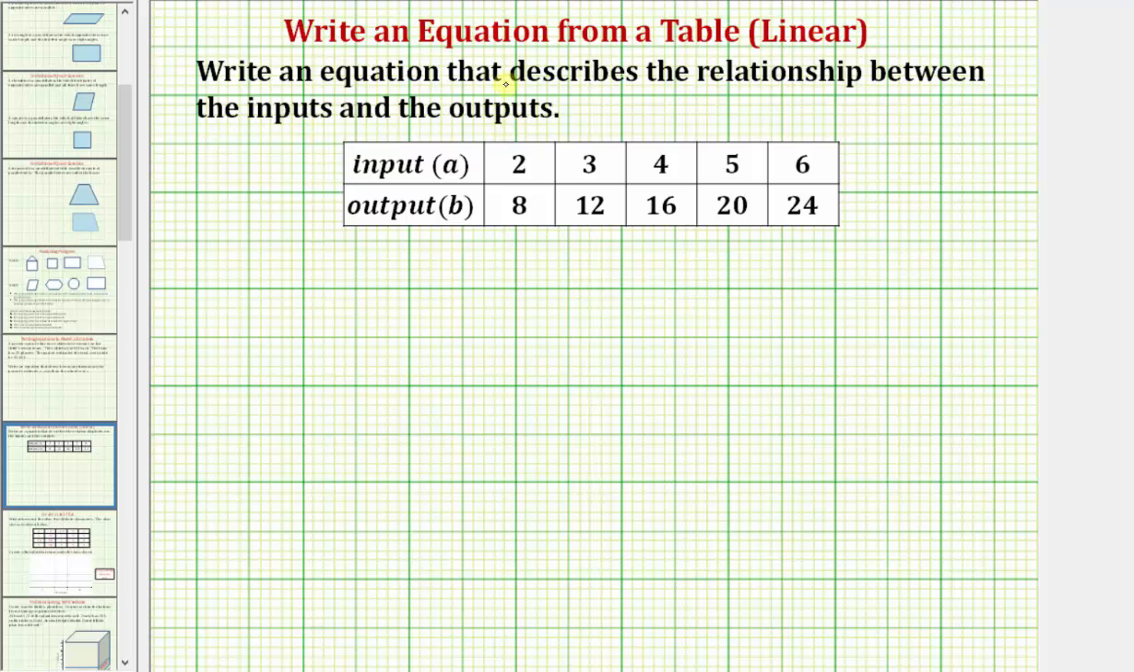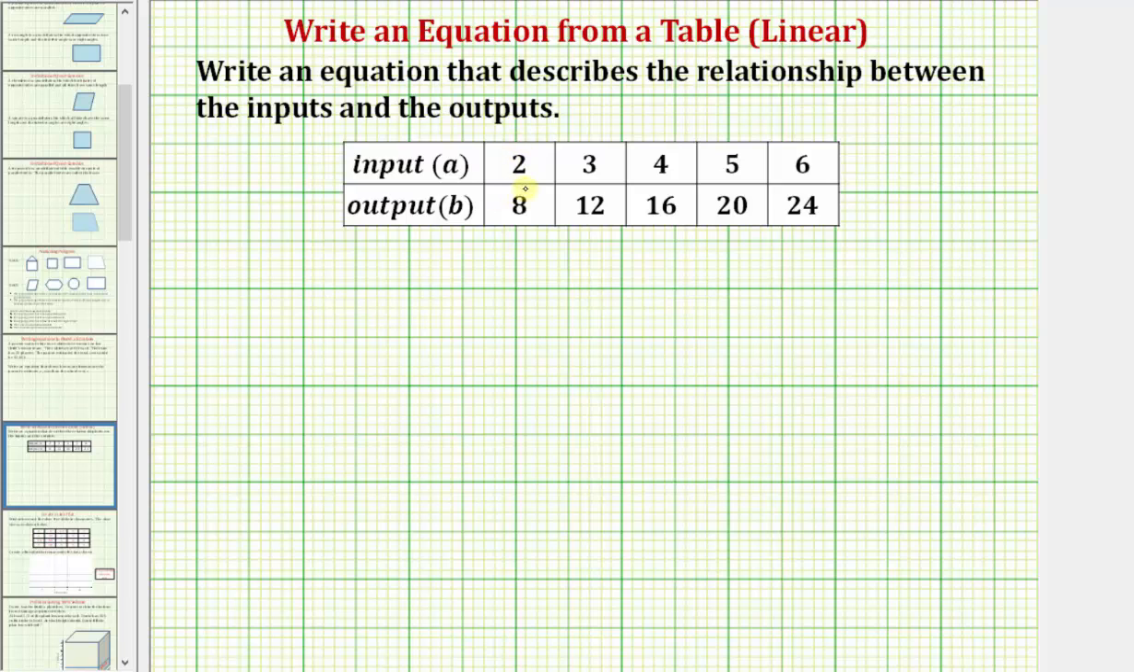We're asked to write an equation that describes the relationship between the inputs and the outputs from the table, where the inputs are the a values and the outputs are the b values. So we're looking for an equation that when a equals 2, b equals 8, when a equals 3, b equals 12, when a equals 4, b equals 16, when a equals 5, b equals 20, and when a equals 6, b equals 24. So by analyzing the table, we need to recognize a pattern to help us write our equation.